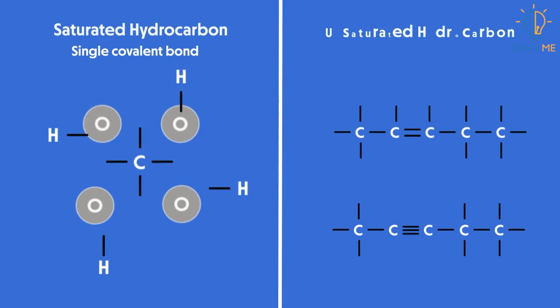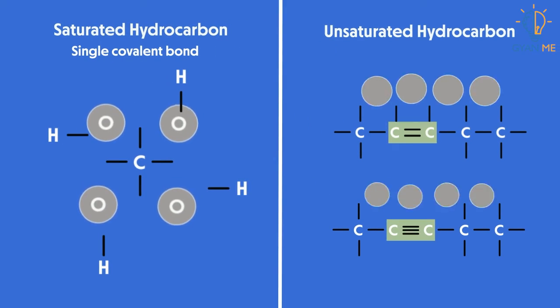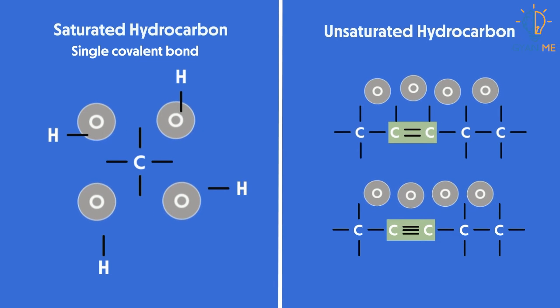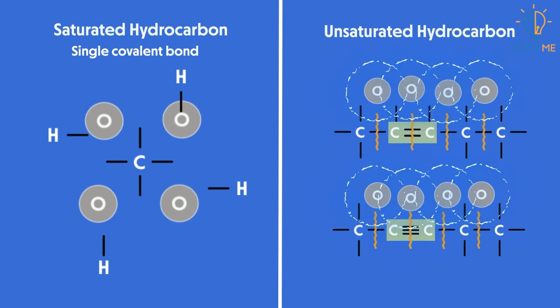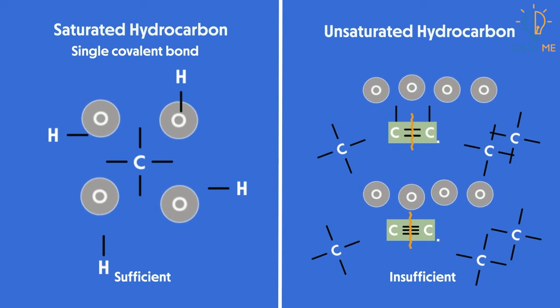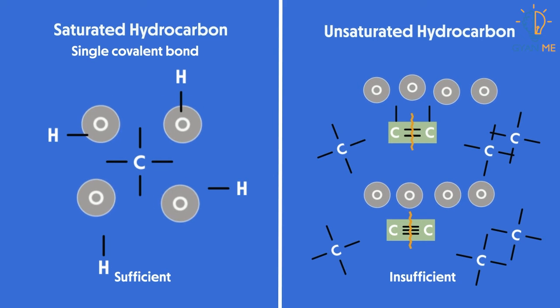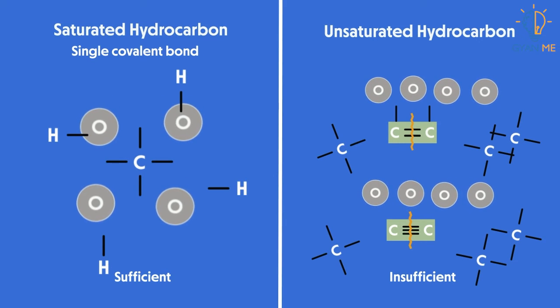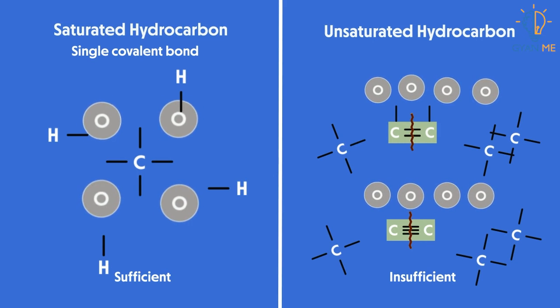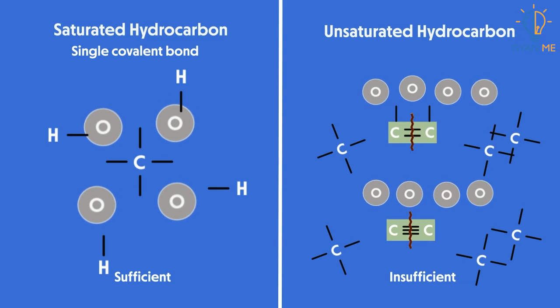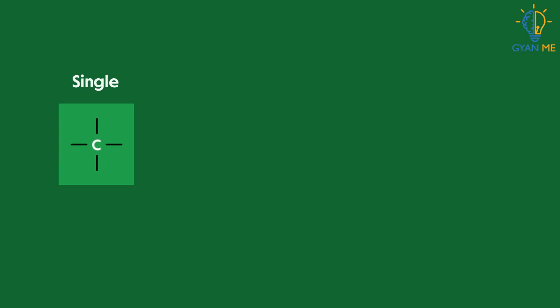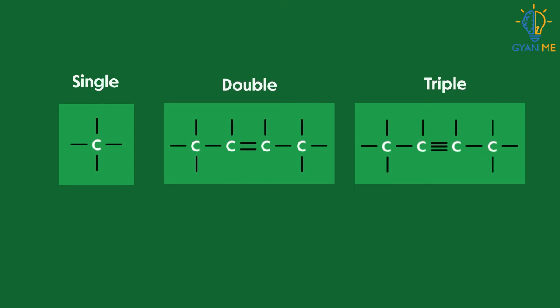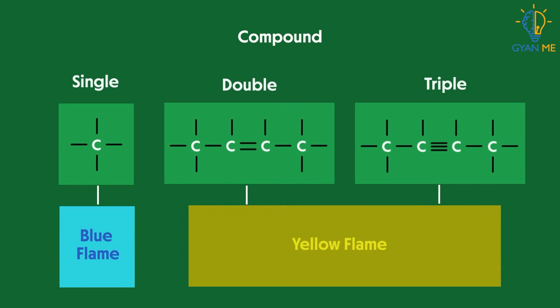However, in the case of unsaturated hydrocarbons, the same number of oxygen molecules is insufficient to break the double and triple bonds present in the compounds. It's because more oxygen atoms would be required to break double or triple bonds. So one thing is that it is the presence of single, double or triple bonds present in the compound that will result in blue or yellow color of the flame respectively.